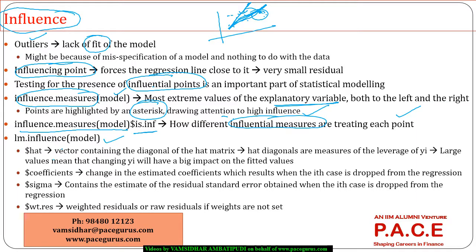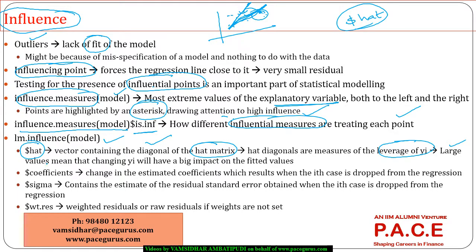When I do lm.influence of a model, I get an output called $hat. With $hat, I get the diagonals of the hat matrix, which talk about the leverage of my observations. If the leverage value is very high, it means that if that particular point is removed, my model will change quite drastically. So if the $hat value is much higher for a particular point, it is a very highly influencing point, and if that value is tampered with to some extent, my model will change drastically. So I have to really check the accuracy of that particular point.